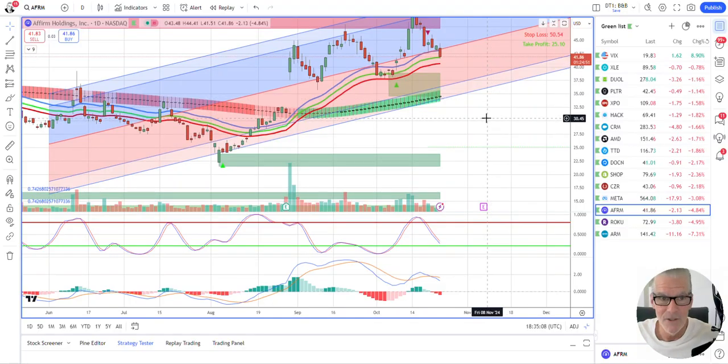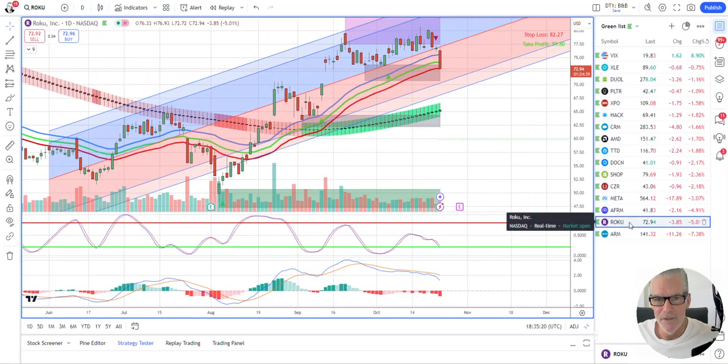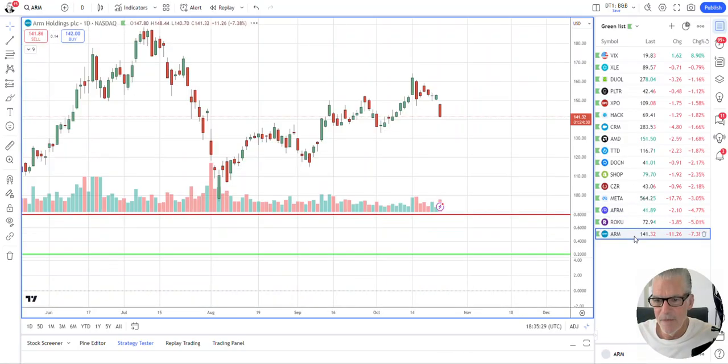Affirm, nice looking uptrend. Market bias is good. MACD is up. Stochastics not quite there yet, but that could happen. But again, it's not proving to be a big sell-off. On Roku, I would want to see this get down into the pink zone and then do a flip, right? Give us a reversal.